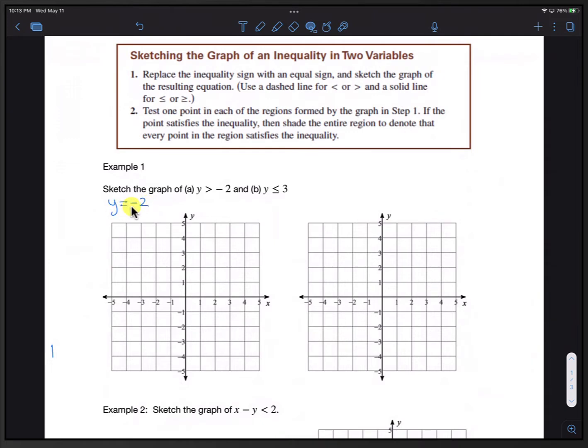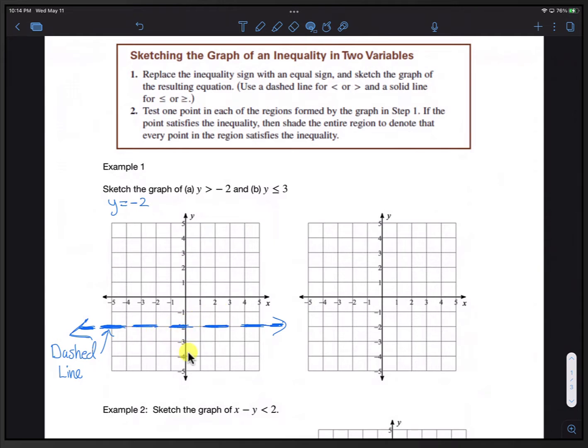Now we will graph that line. We all know that this is going to be a horizontal line passing through -2. And that horizontal line should be a dashed line. That is because in the directions it says we want a dashed line if it is less than or greater than. All right, and the original problem had greater than, so we have a dashed line.